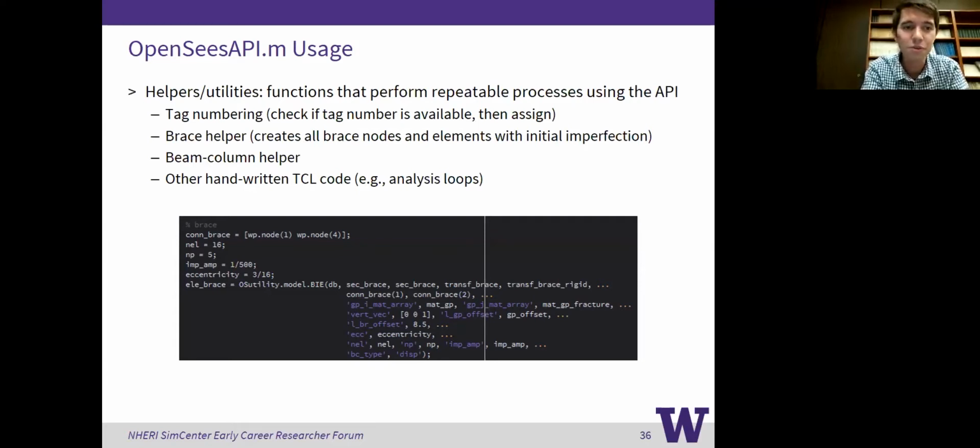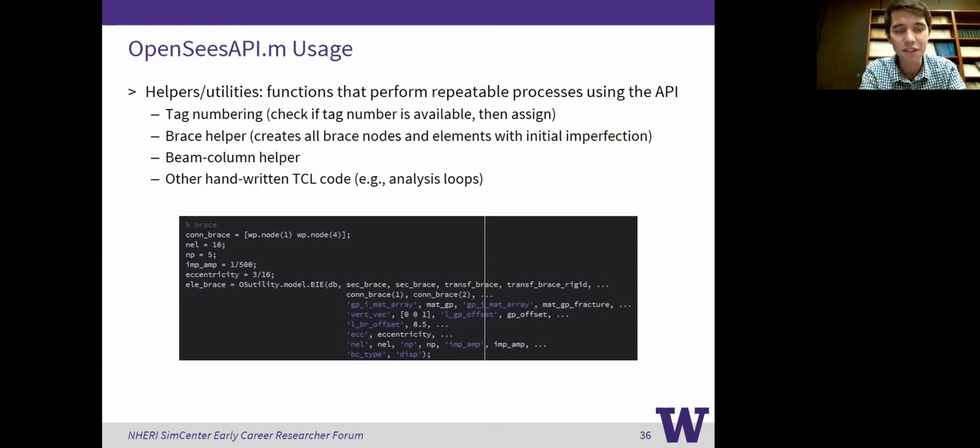Brace helper: a brace or beam column helper that creates all of the nodes and elements that you need for that certain section. You can just provide some initial inputs like I have shown at the bottom here. This is a screenshot from MATLAB. And I can say, well, NEL is the number of elements. I want 16. I want 5 integration points per element.